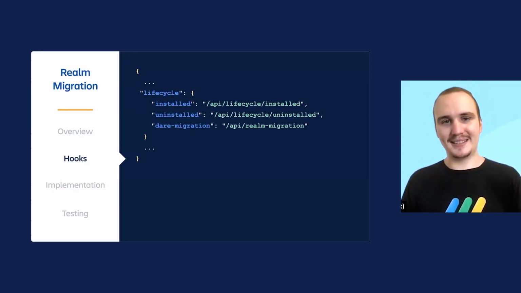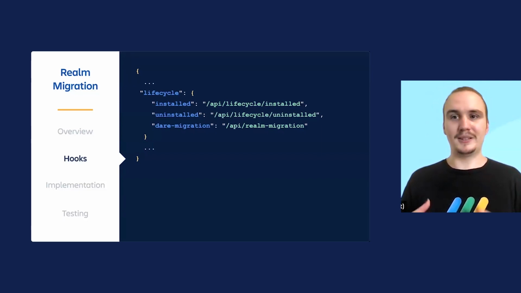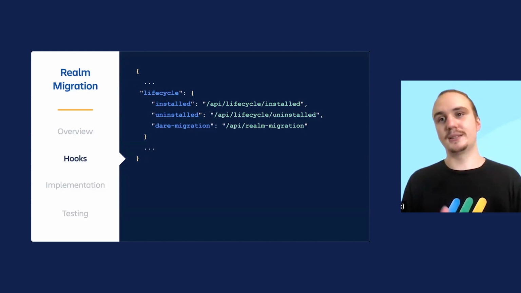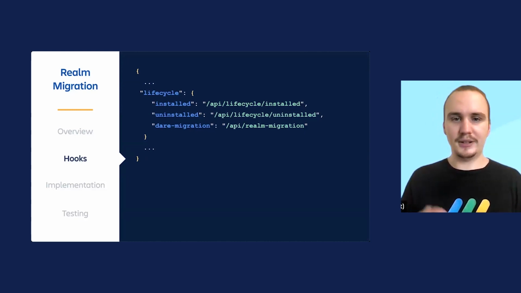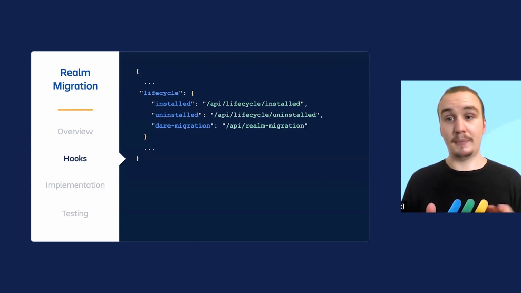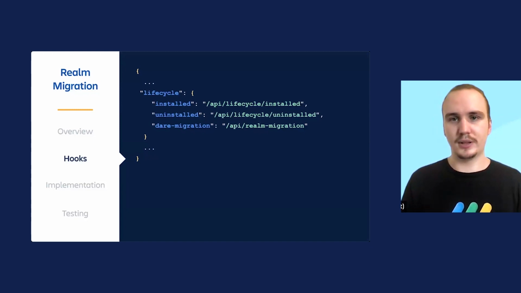And once you add the migration hook to your descriptor, you basically support realm migrations, and migration events will be sent to this path. These migration events are actually sent by a special app migration service, and that's just because Confluence or Jira is shut down, so these will come from a special service.